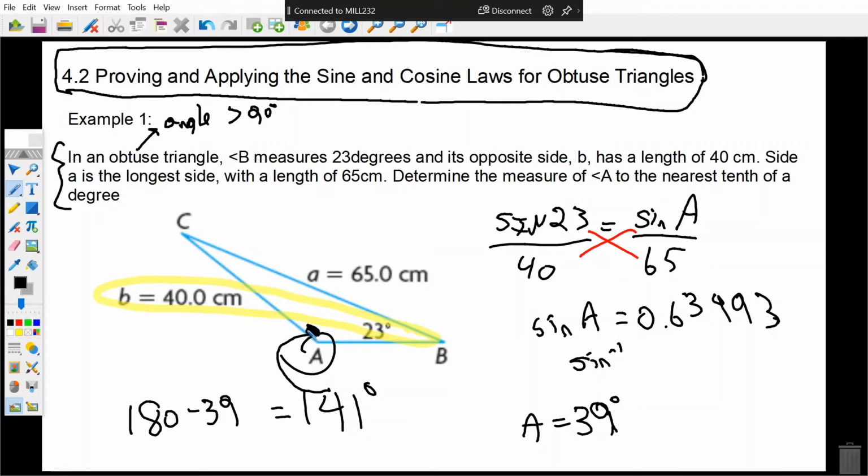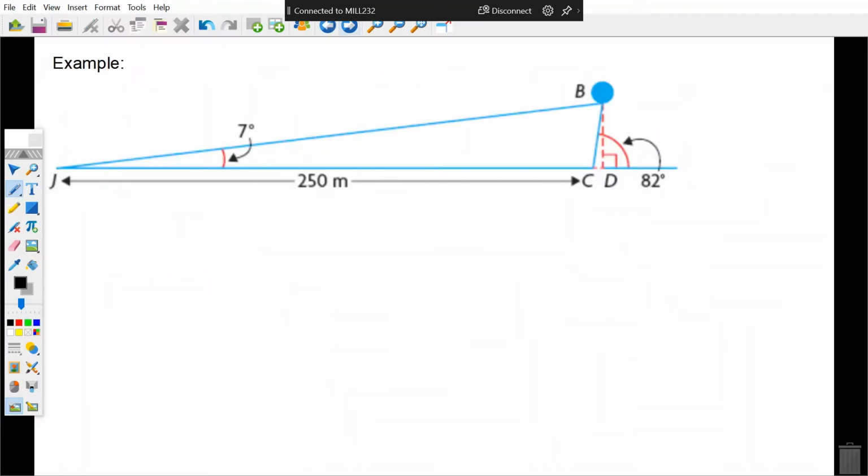All right, let's take a look at example 2. Example 2, I have the diagram here for you. The write-up is in the textbook if you ever wanted to look at it. It tells you that angle BJC is 7 degrees. This one here is 7 degrees. Side length B is 250. As we can see, it's opposite of angle B. And this question deals with the height of a balloon. So here's a balloon up here.